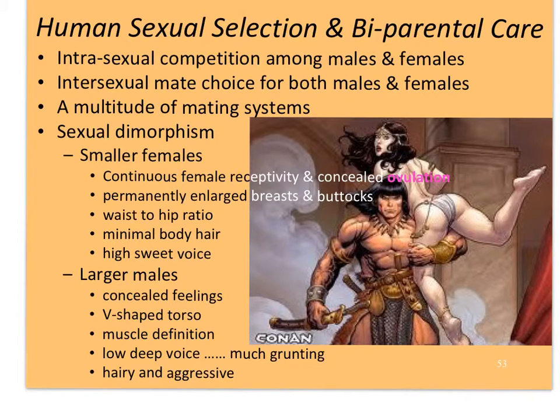Women have beautiful voices. Okay? Just lovely. Now that's a sexually selected trait as well. Now, males, they don't conceal ovulation. They have concealed feelings. They never show their feelings. They have a V-shaped, this is Conan the Barbarian, muscle definition, a low, deep voice, much grunting.